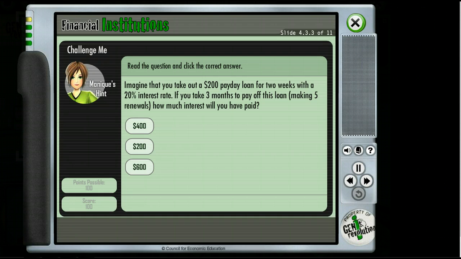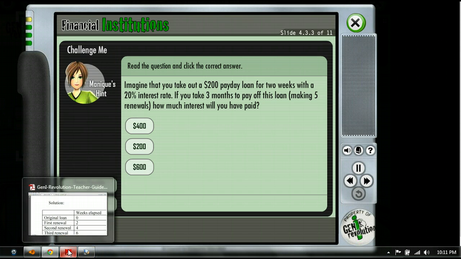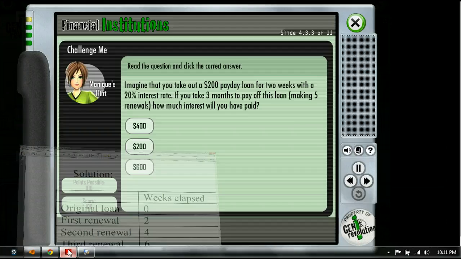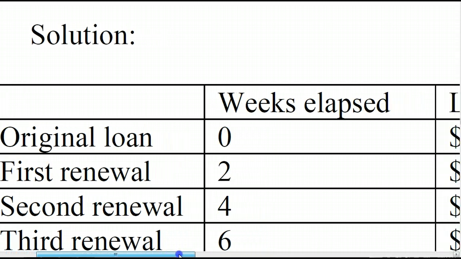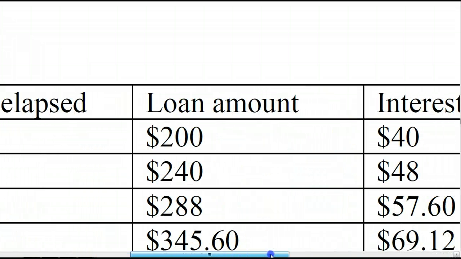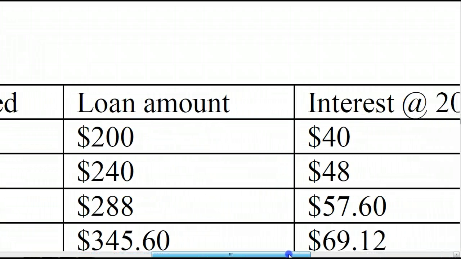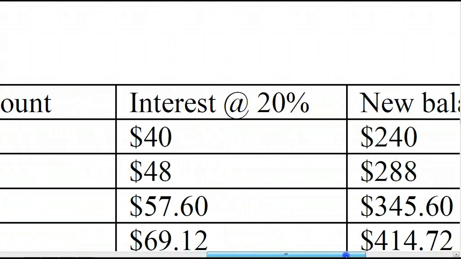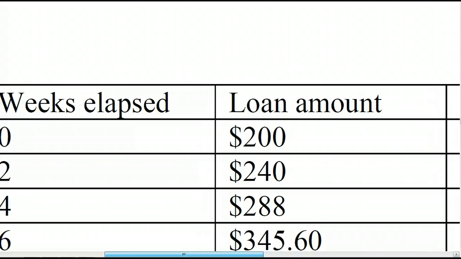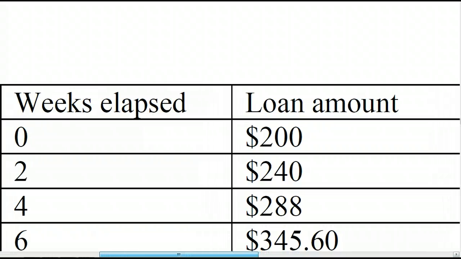Some of you may have already done this mission, and even if you've already done the mission, I want to show you how you would have figured this out. I'm going to get you started, but then you do the rest. Okay, so the original loan is $200, and 20% of $200 is $40, so the balance is $240. Well, at the end of the 2 weeks, you can't pay that, so now you're going to renew that. This is where people get into a lot of trouble with these payday loans.